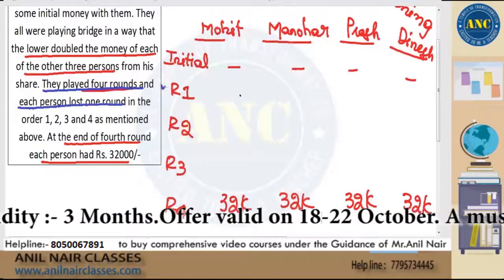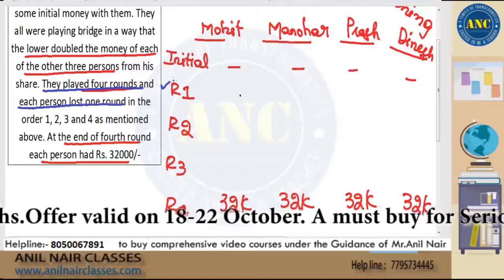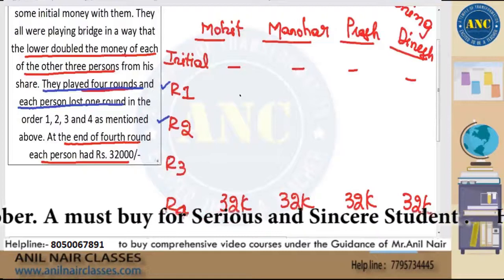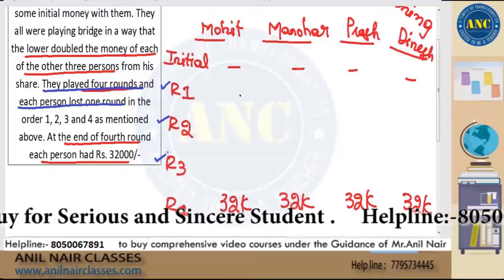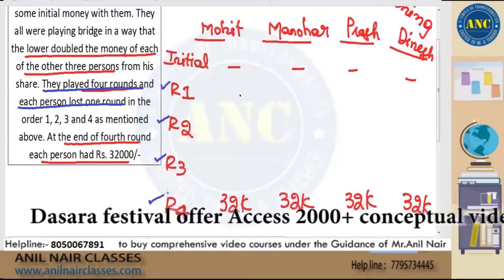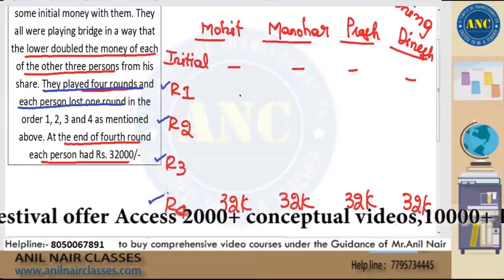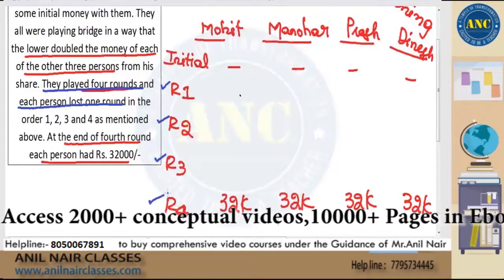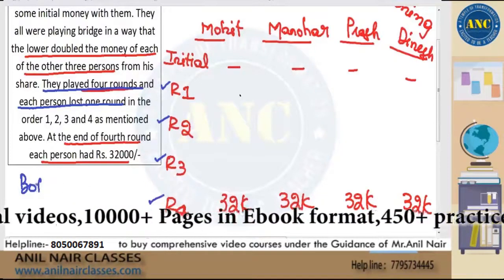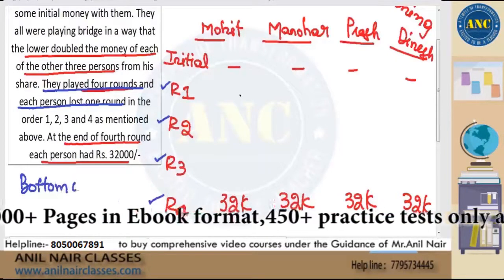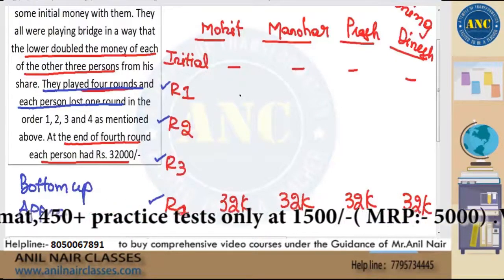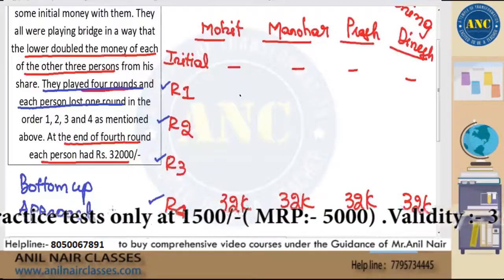That means during the first round, the first person lost. During the second round, the second person lost. During the third round, the third person lost. During the 4th round, the 4th person lost. Now see here, because I know the values at the end of the 4th round, I will not come from the top, I will do bottom-up parsing. If I do the bottom-up approach, I will get the answer in a single step.